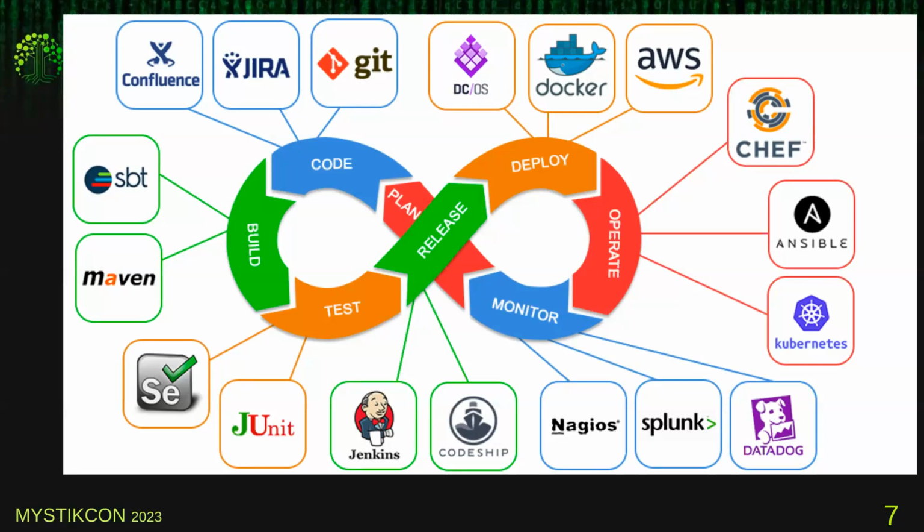For the operation part, we use Ansible. Sorry, for operation we use Kubernetes, Ansible, Chef, multiple tools. And for monitoring, we will be using Splunk or Datadog, or it could be any SOC or SIEM tools. So these are a collection of various tools that we use for this overall CI/CD process to work properly.